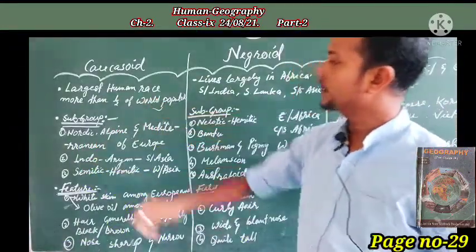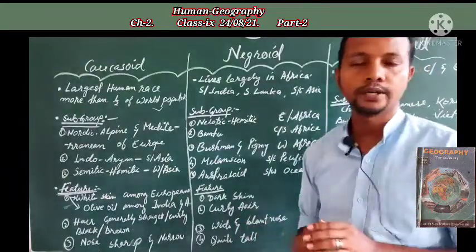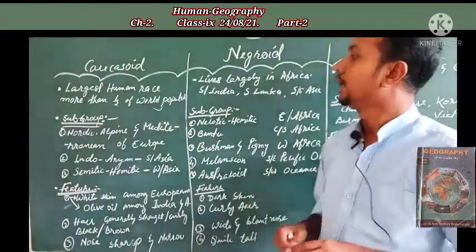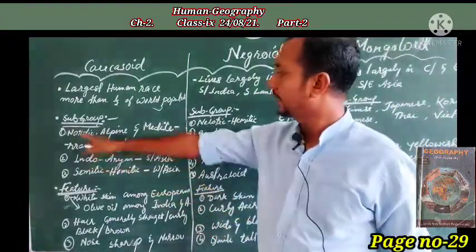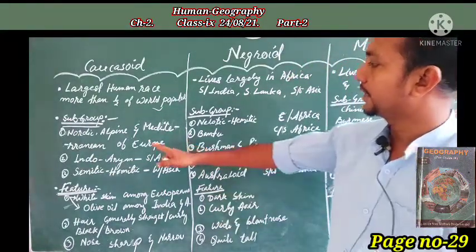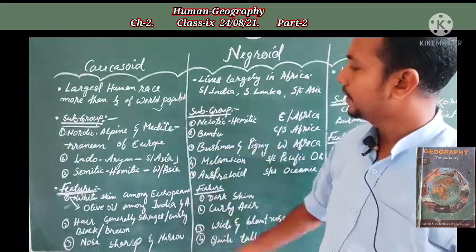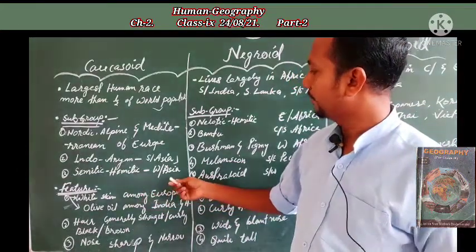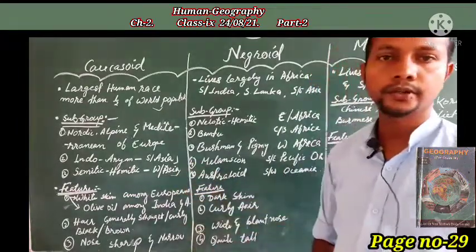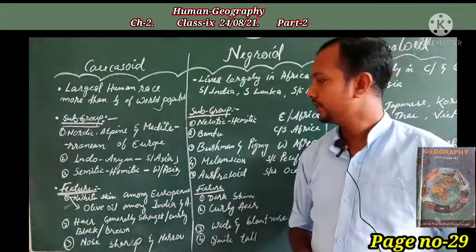If we look into the subgroups, because today it is not merely Caucasoid, it has split into different small groups. Some of the groups are Nordic, Alpine and Mediterranean of Europe, Indo-Aryan of South Asia, and Semitic and Hamitic of West Asia. So these are the subgroups of this particular human race.